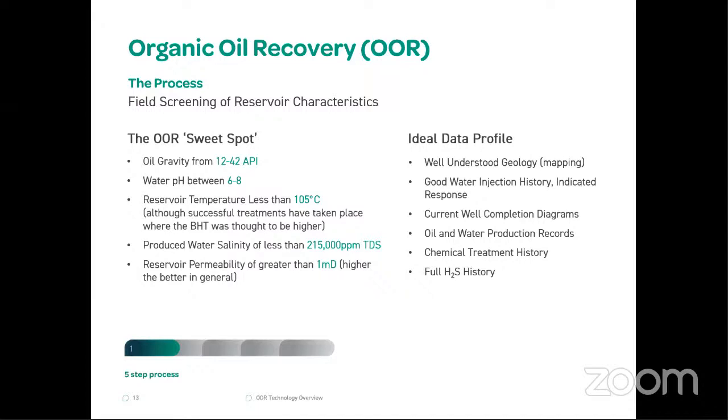105 degrees centigrade. The hotter the reservoir becomes, the more the microbes normally become inactive, or maybe they can die. So the optimum temperature limit is 105 degrees centigrade, and the produced water salinity should be 2015 ppm, and the reservoir permeability greater than 1 millidarcy. The higher the better. For this, we need all the information. The more information, the better it is to do the field screening and prepare the best nutrient for each well.